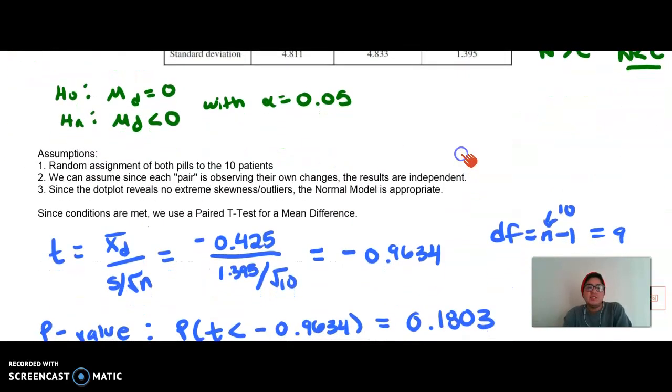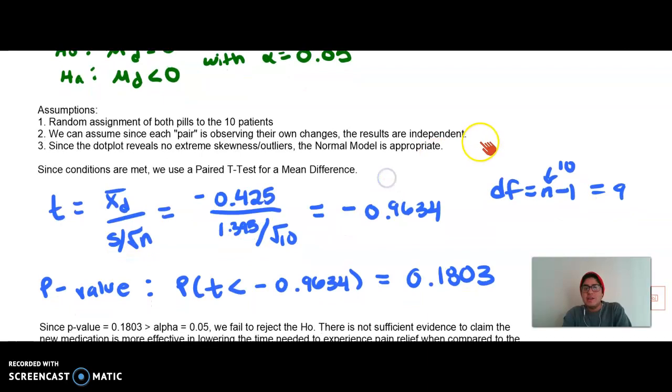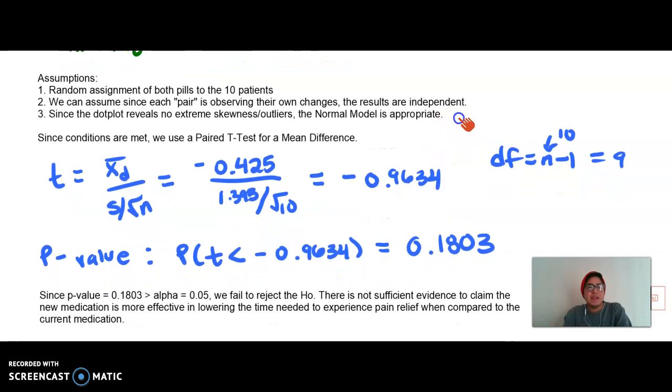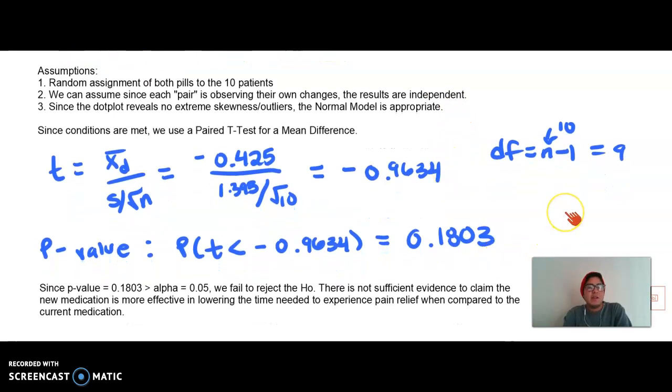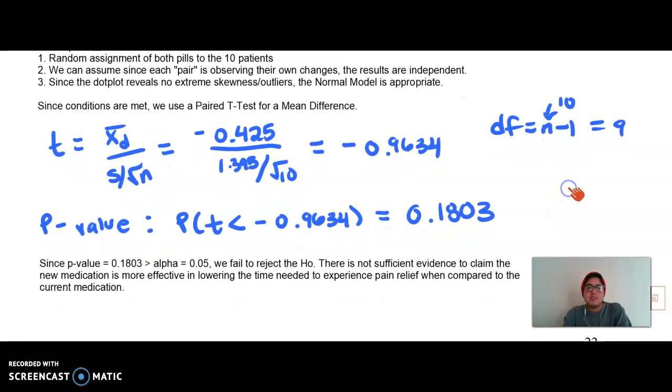Now we check our conditions, either random assignment or random sampling. 10% condition if we're sampling without replacement. Independence if we're using a comparative study between populations. And the normal condition, which can be met by the population, the set being normal, the central limit theorem, or a graphical display of your sample data. If all of these conditions are met, we'll use a paired t-test where we compute the following mechanics.